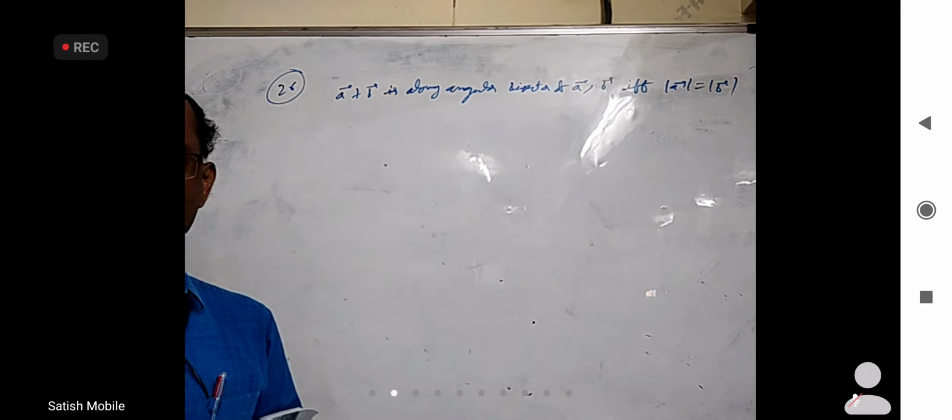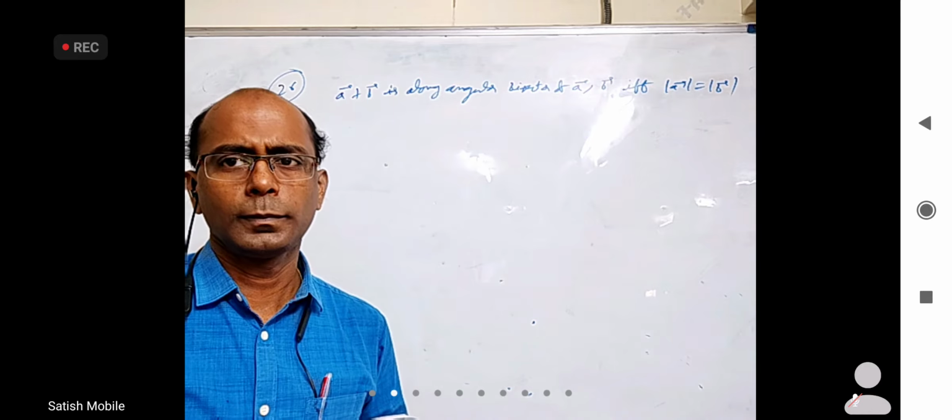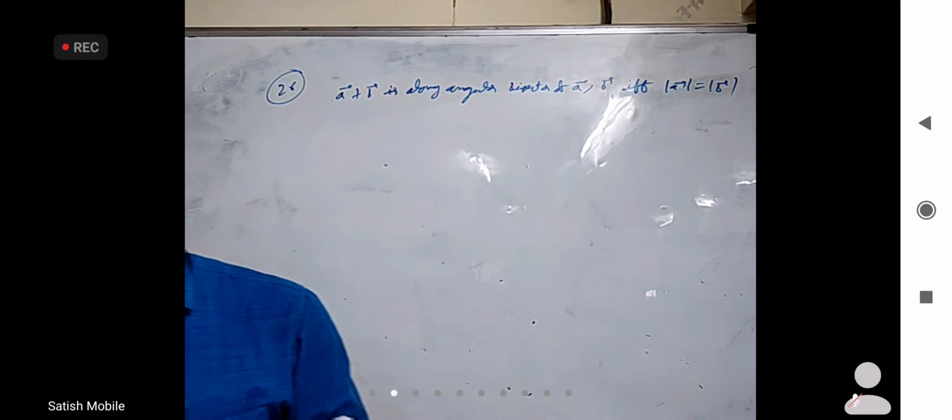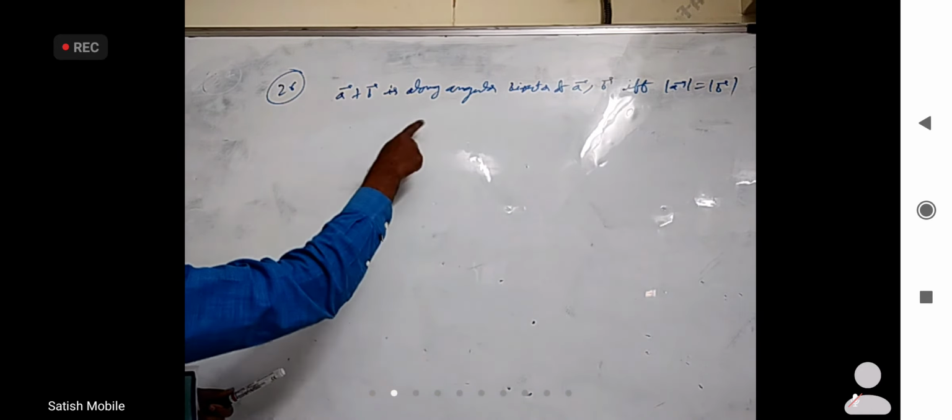Yes, somebody is asking something online? No. Okay. A bar plus B bar is along the angular bisector of A and B if and only if mod A bar equals mod B bar. So here mod i plus j equals mod j plus k.